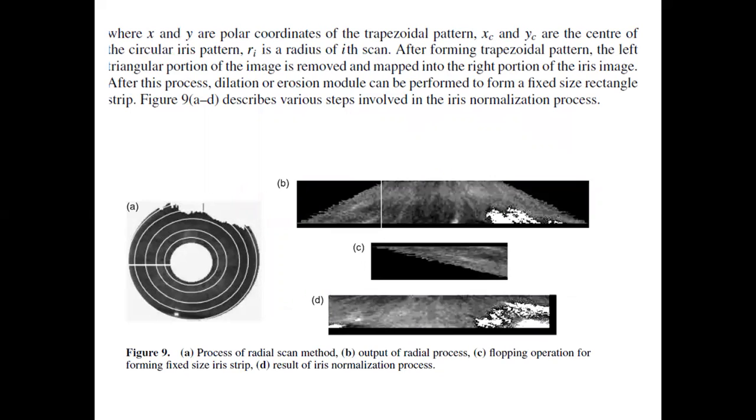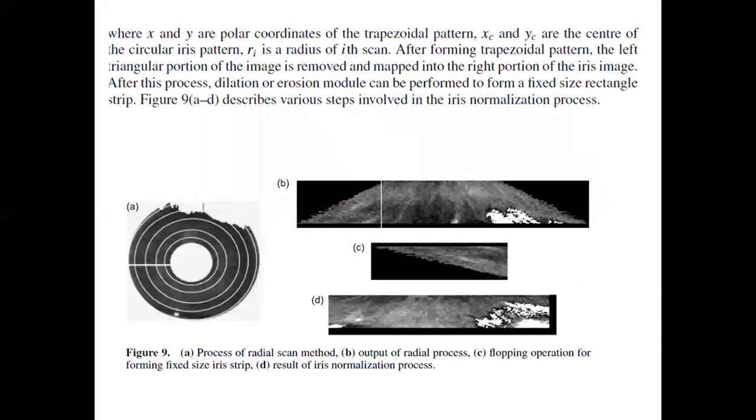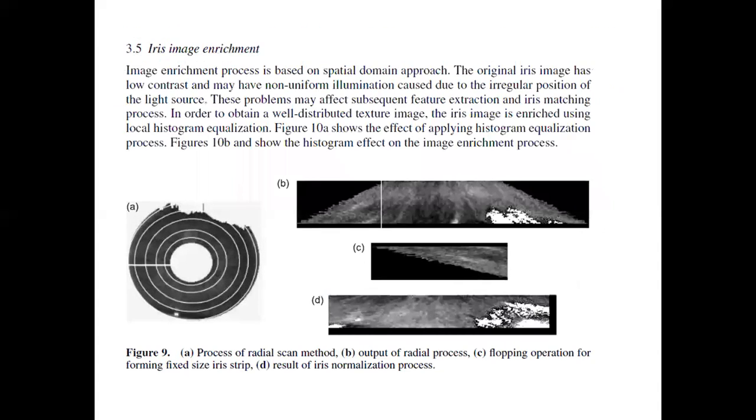For that purpose, we are using the radial scan process. For the radial scan process, we are using a circular integral. XC is the middle of the circle, YC is also the middle of the circle, XC, YC, and RI, the radius. Cos theta and sin theta are used for scanning this process. So after scanning, the strip will be converted and made in the form of normalization.